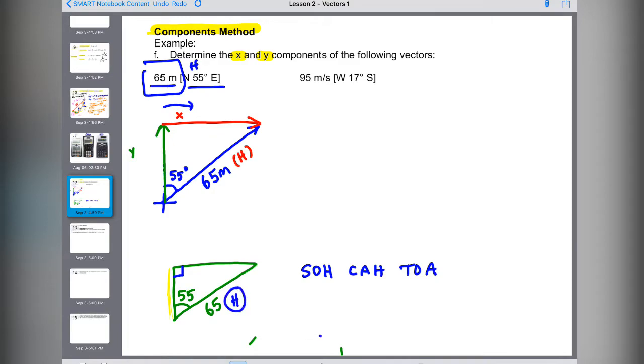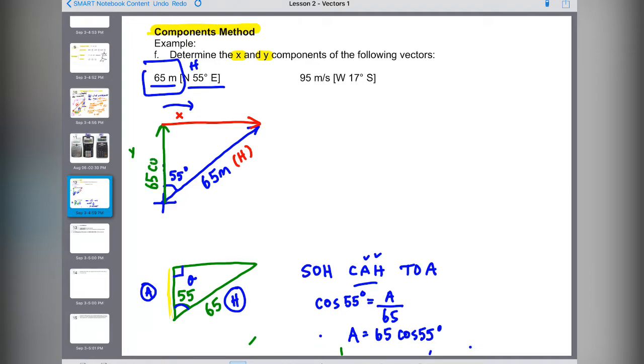I have my hypotenuse. If this is angle theta, and I have this side that is adjacent, if I have adjacent and hypotenuse, I use the cosine. So cosine of 55 is equal to adjacent over hypotenuse, which is 65. So the adjacent is going to be 65 times cos of 55. We good? So this is 65 cosine of 55.